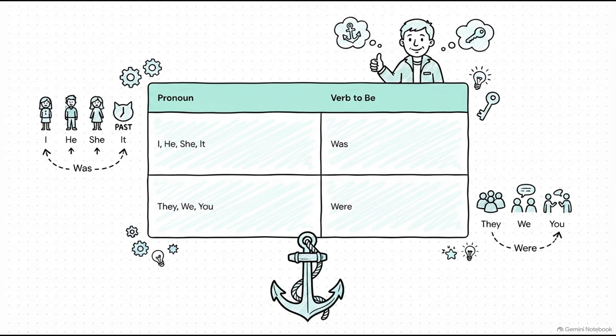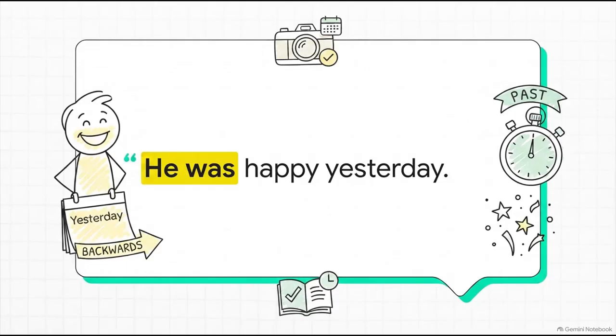I was, he was, she was, it was. Super simple, right? And then for the plural pronouns, they, we, and you, we use were. They were, we were, you were. If you lock this pattern into your memory, it'll be your absolute anchor for everything else we're going to do today. Let's actually see this beautiful rule in action with a couple of mini-stories.